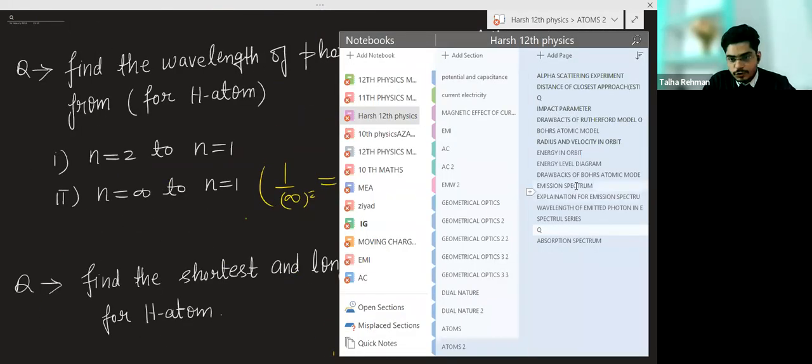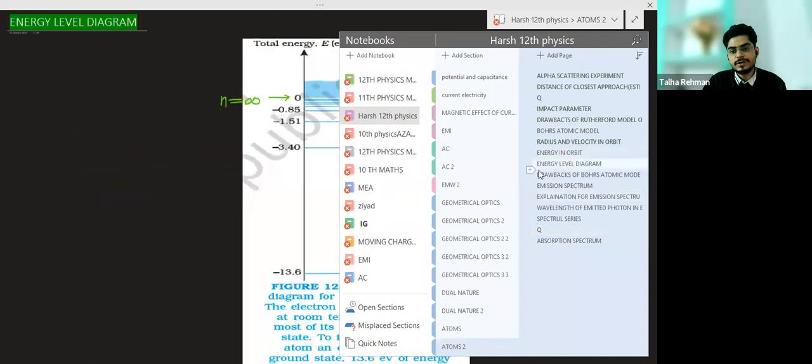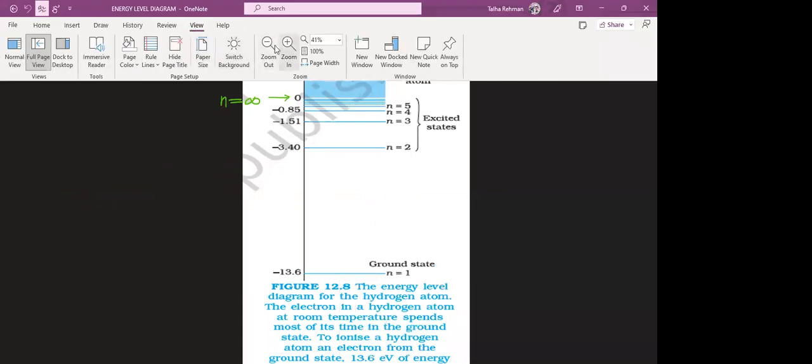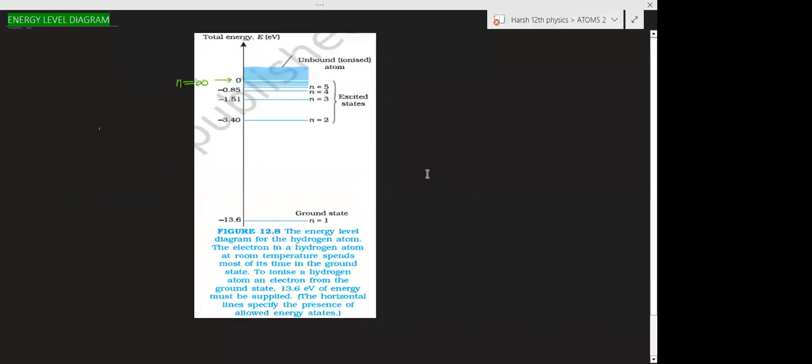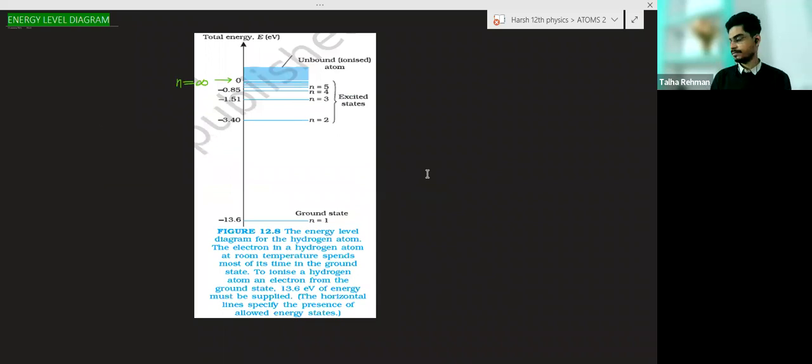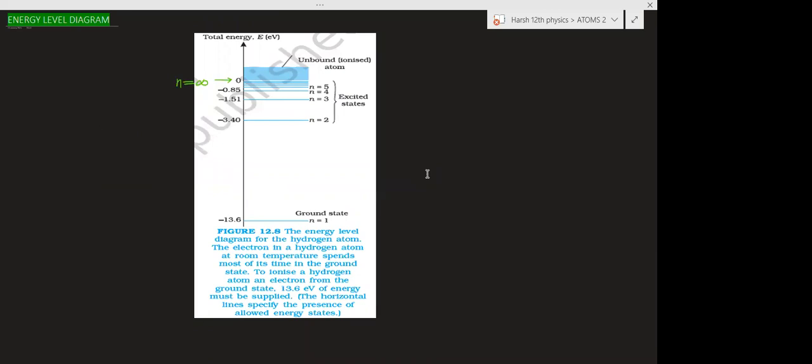Okay, Harsh, so what you should do now is take the screenshot fast. Then in 5 or 6 minutes, I will finish the absorption spectrum.